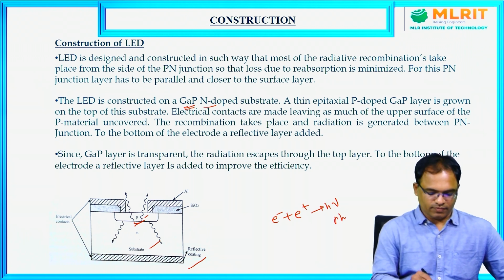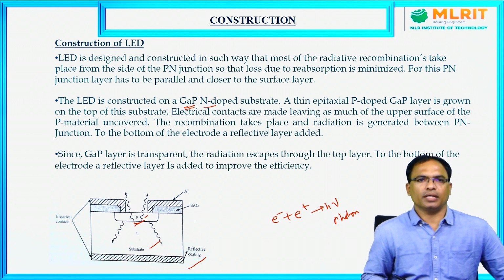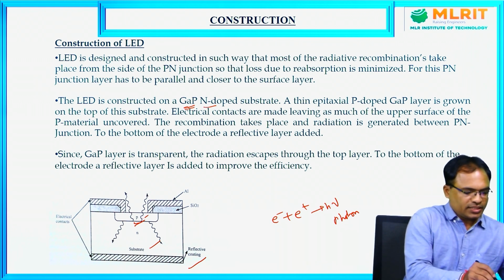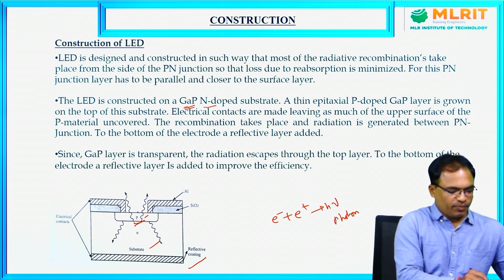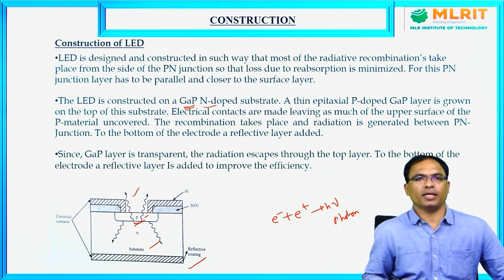The energy of a photon is given by E equals h nu. This energy which is produced in the form of light should come out. From which side will it come out? It will come out from the top layer. For this reason, most of the top layer is kept empty. From that empty side only the light will come out.